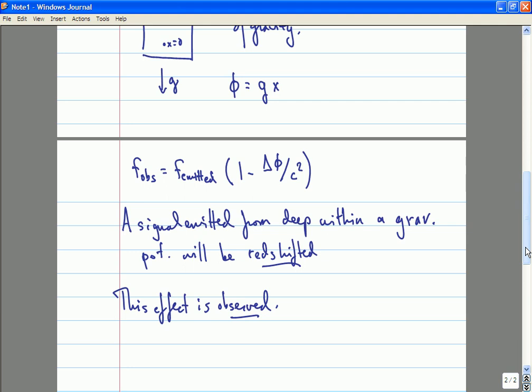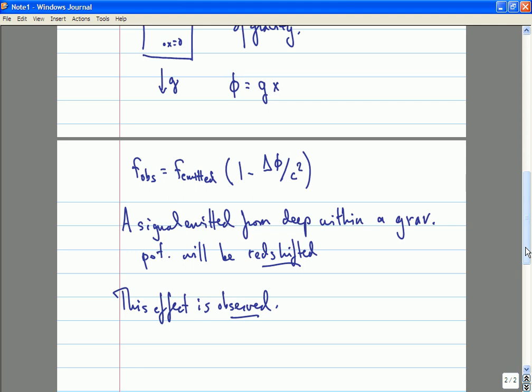So the first observation of this effect was by Pound and Rebka, I believe in the 50s. And they performed exactly the experiment that I described here, where you start in the basement of a physics building, you shine a light up to the roof of the physics building. The redshift is absolutely tiny, but experimentalists are extremely clever. And so by setting up an appropriate interference experiment, they were able to observe this redshift.